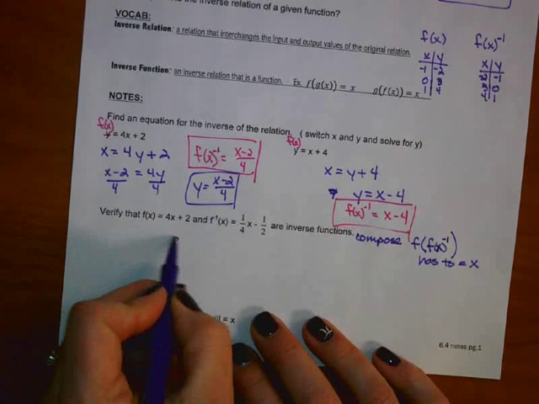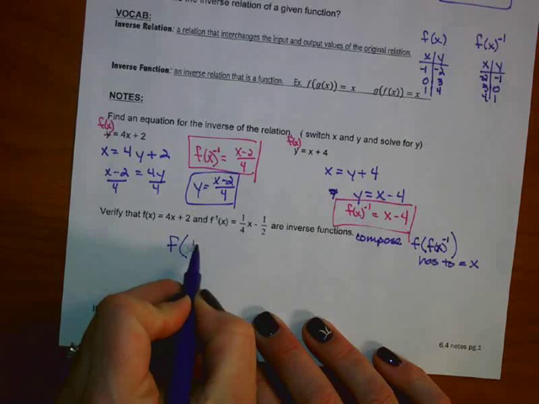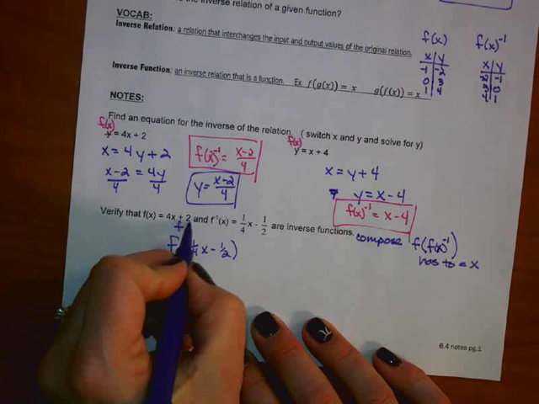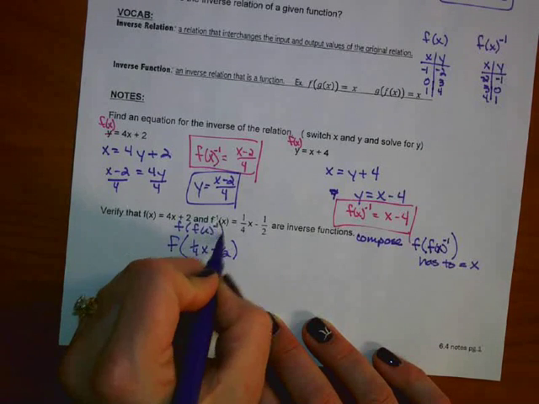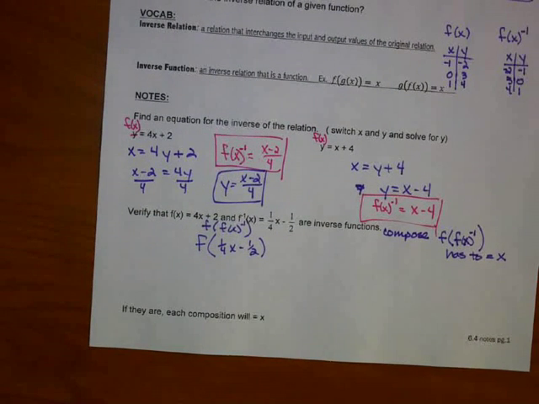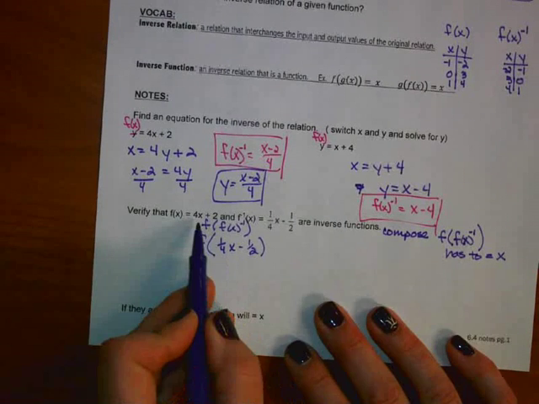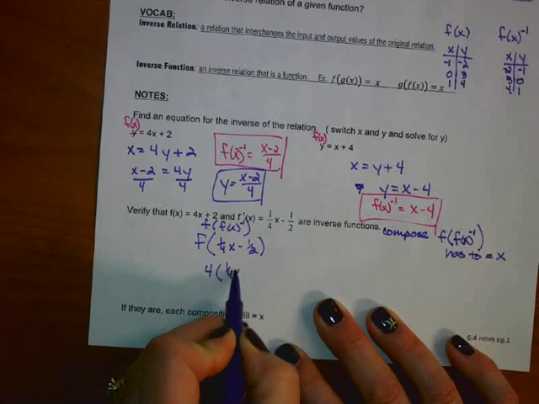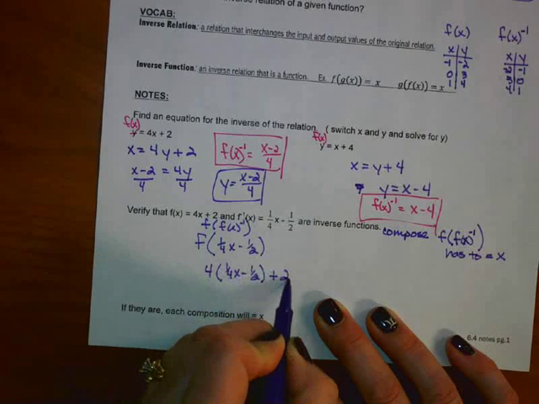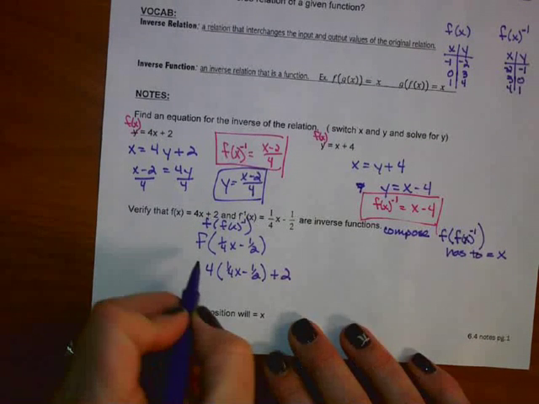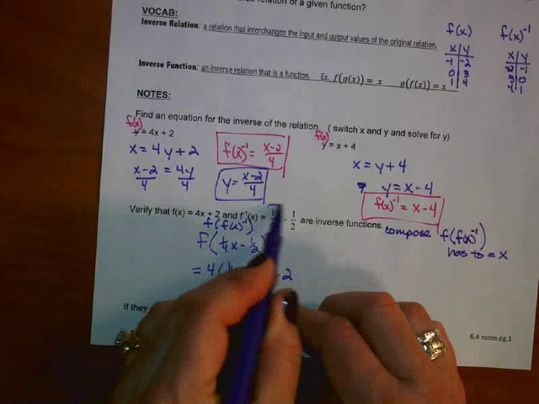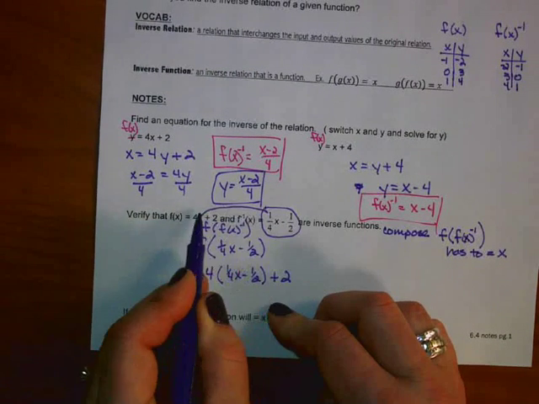So this is what it's going to look like. I'm going to take f of 1/4 x minus 1/2. This is f of x to the negative 1. Composing. So I'm taking this and plugging it into f of x, so it's going to be like this. 4 times 1/4 x minus 1/2 plus 2. What is that going to equal? Yeah, I took this and plugged it into there.